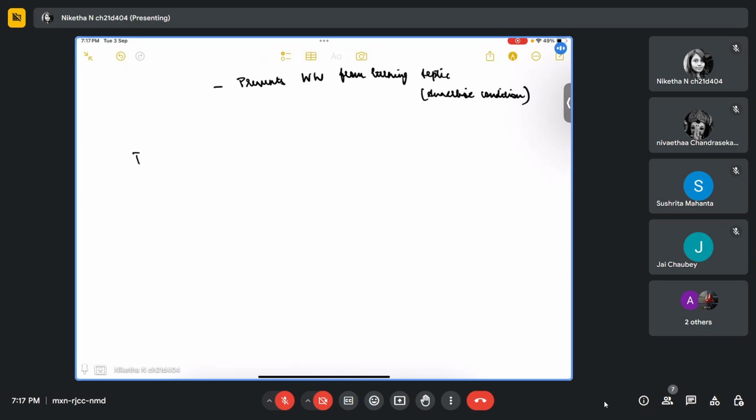So then the next one is the primary settling tank.